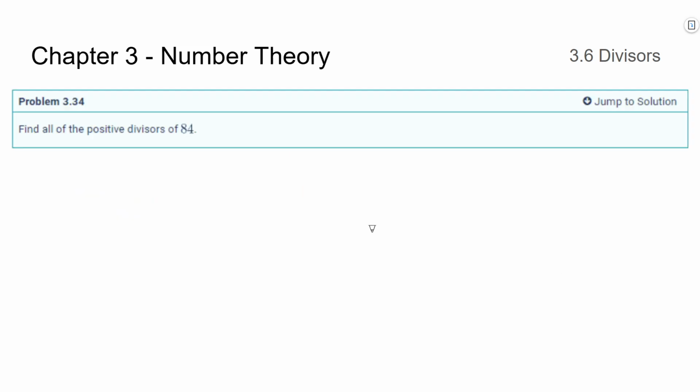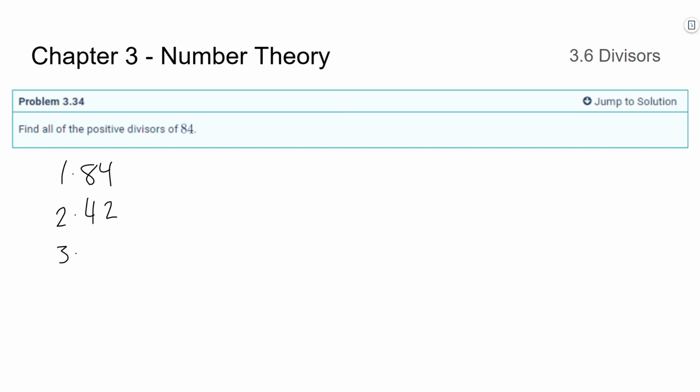So if we jump into the first problem, let's go ahead and find all of the positive divisors of 84. So let's see how we can do that. We can just start from 1. We know we have 1 times 84. We're going to have 2 times something. It's an even number, so we know it's divisible by 2, and that's going to be 42. All right, is it divisible by 3? Let's see, 8 plus 4 is 12, and 12 is a multiple of 3, so it should be divisible by 3.